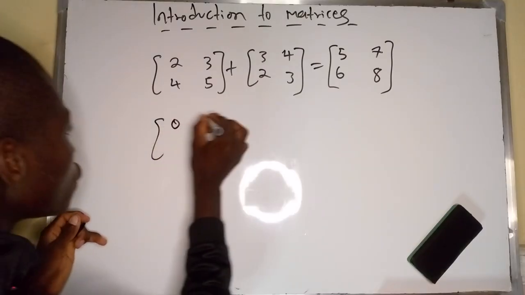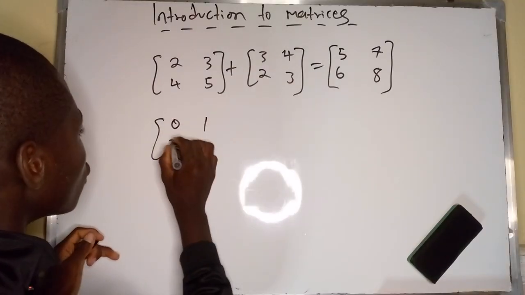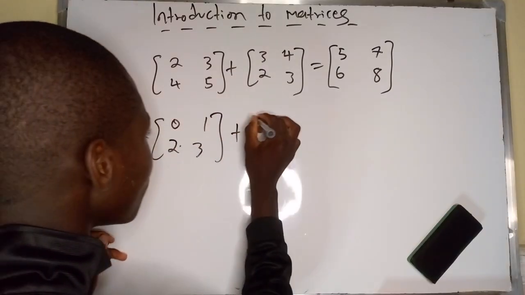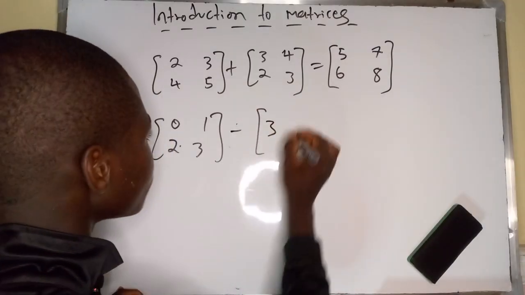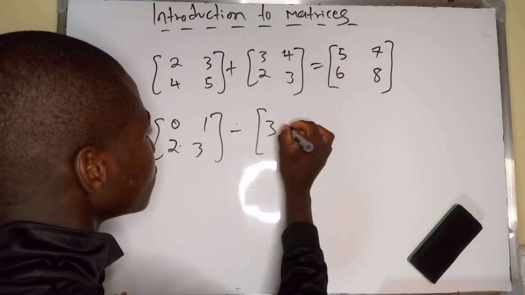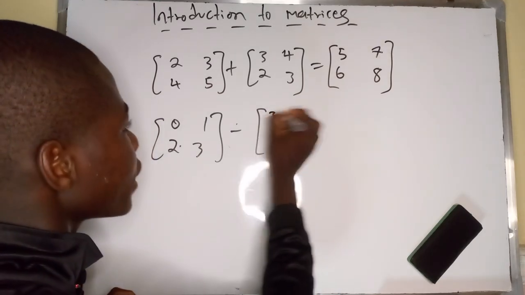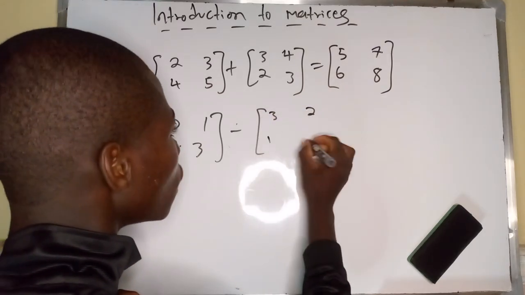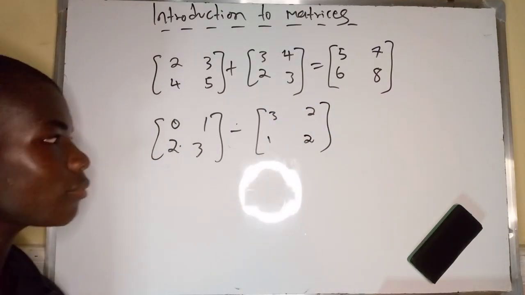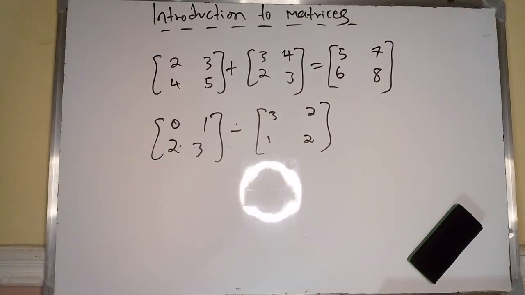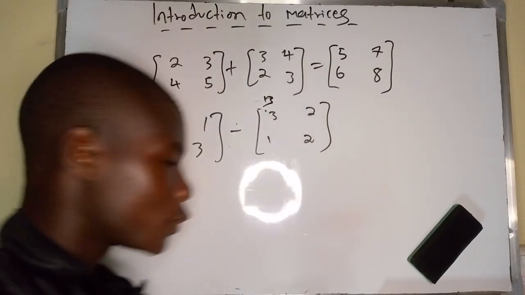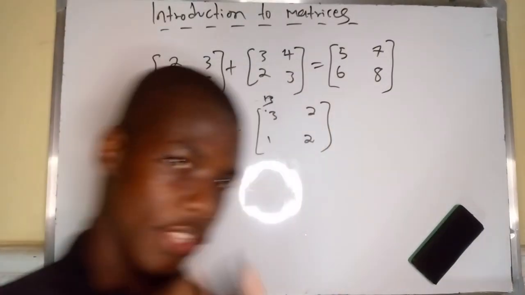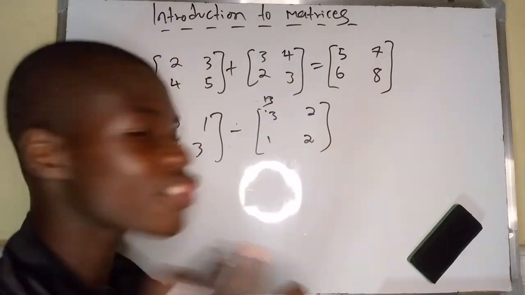Suppose I'm having 0, 1, 2, 3, and minus 3, 2, 1, 2. Suppose you are asked to subtract, let's say here is A and here is B. You are asked to subtract A minus B, matrix A minus matrix B.